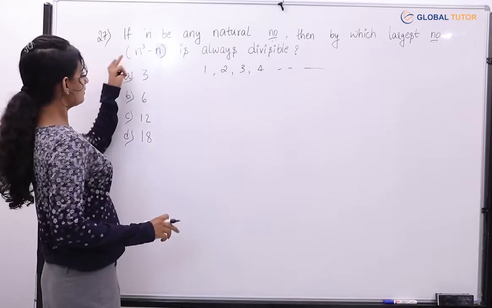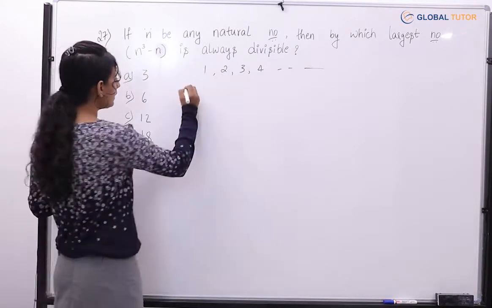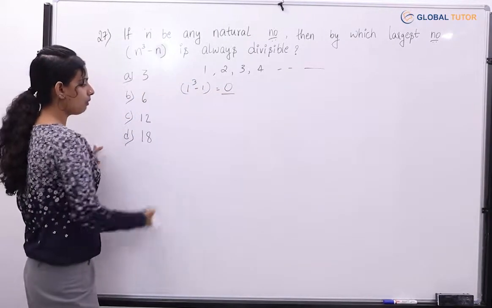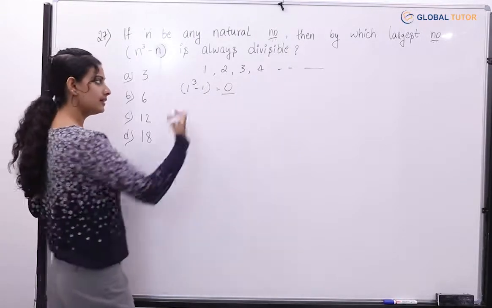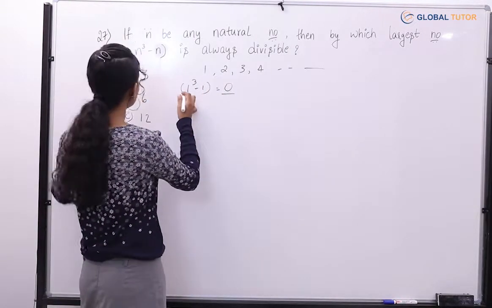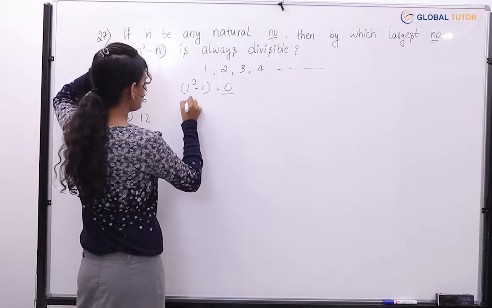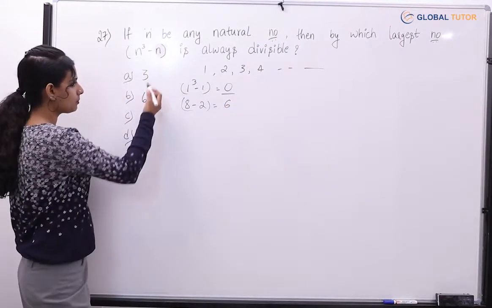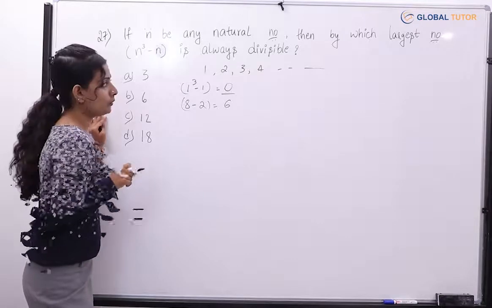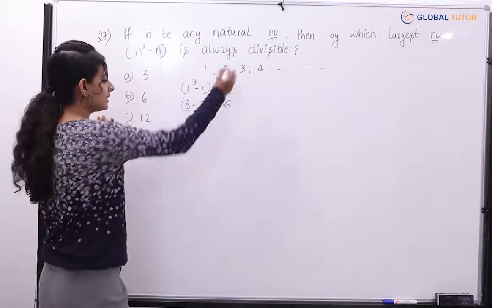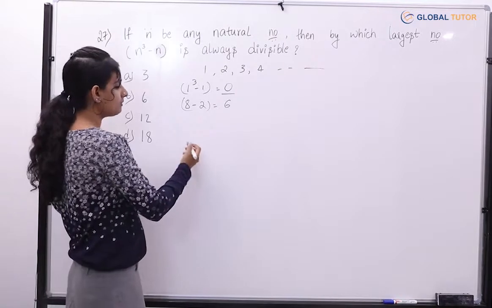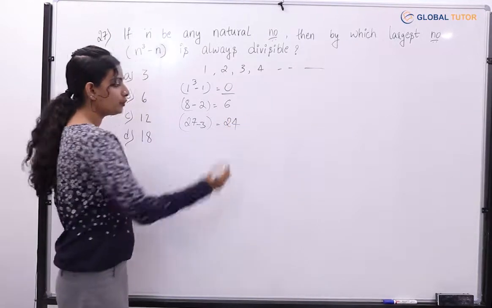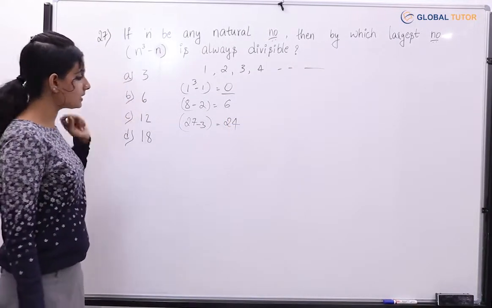Now, let's consider n value as 1. So, it will be 1 cube minus 1, which is 0. So, 0 is divisible by all these numbers. So, we cannot consider that. Let us take another number. Let's take 2. So, 2 cube is 8 minus 2, which is 6. 6 is divisible by both 3 and 6. What happens if you take n value as 3? So this becomes 3 cube minus 3, which is 27 minus 3, which is 24. 24 is divisible by 3, 6 and 12.